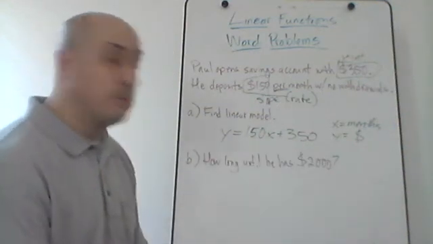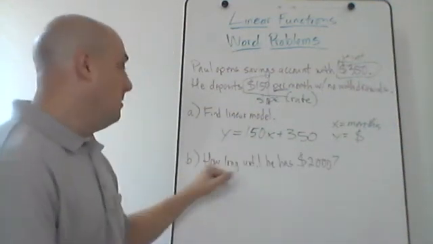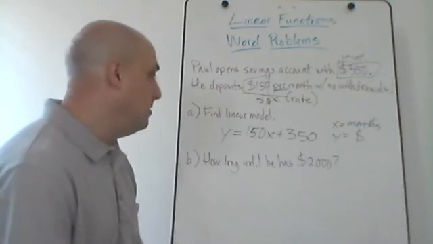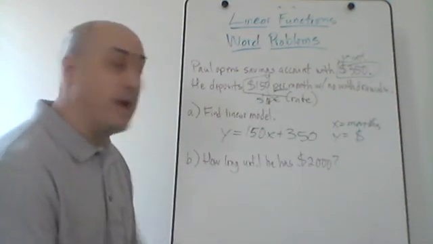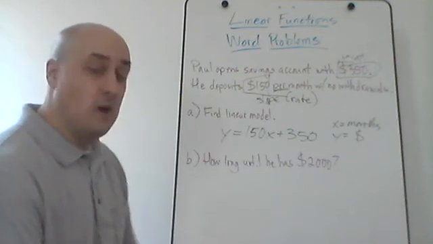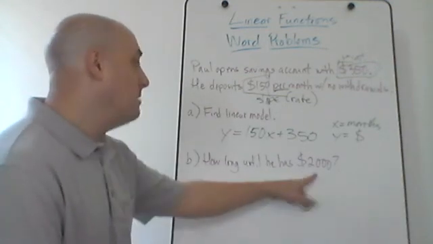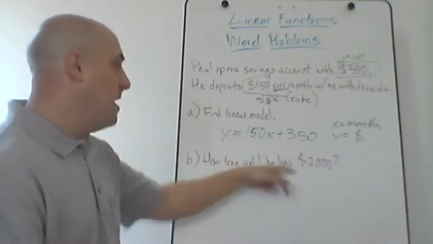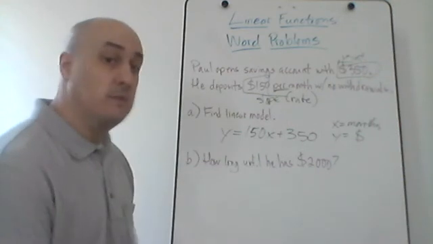Once we get our model, the question now is how long until he has $2,000 in his account? Once I have the model, now I just have to use that to solve this problem. So $2,000: do I plug that in for x or do I plug that in for y? It's one or the other.